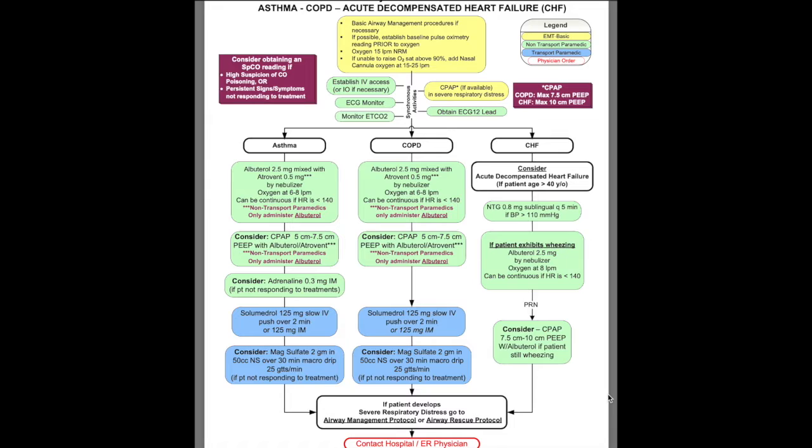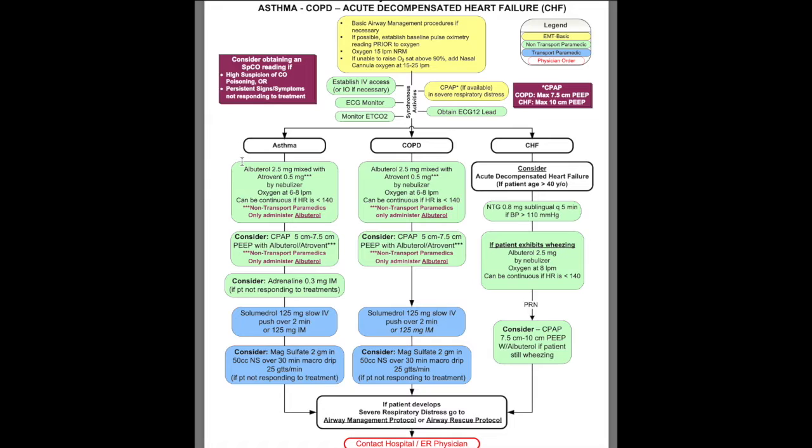There are three main respiratory calls that we run. The first one is asthma. During an asthma attack, the patient's airway becomes inflamed and there's extra production of mucus. The severity ranges on an asthma attack, and that's what's going to determine how much of the protocol we're going to use. Normally, we will be starting with albuterol and Atrovent.